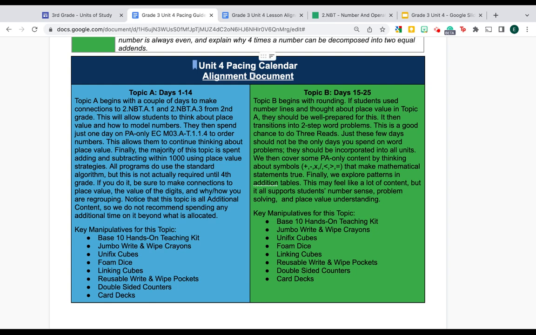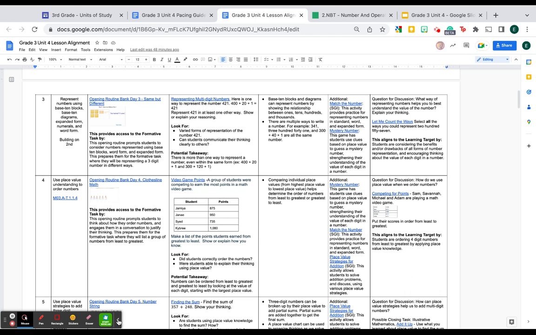I also want to remind you of the alignment document. I think at this point, a lot of you either use it or you don't use it. But if you have not used it, I just want to highlight that I do think it's a really helpful resource. 2 things I particularly like about it. One, it really helps you see the flow between the different pieces of the math block. So, for example, it explains to me how this opening routine helps me to get access to this formative task.